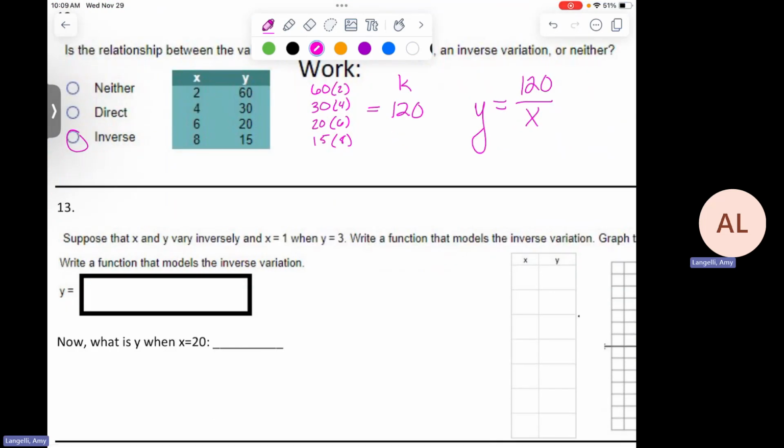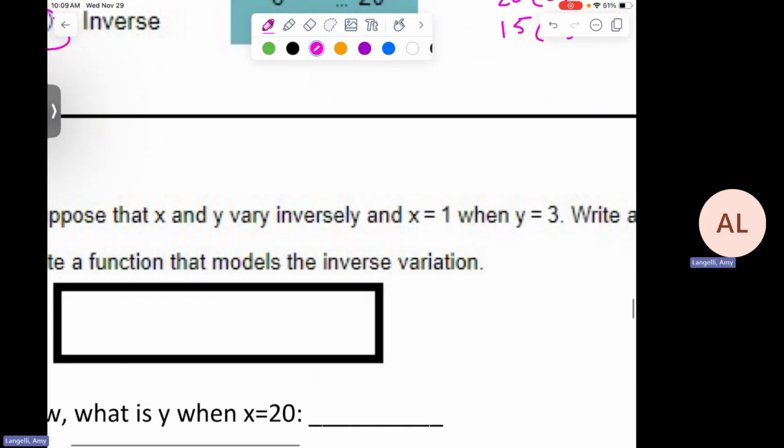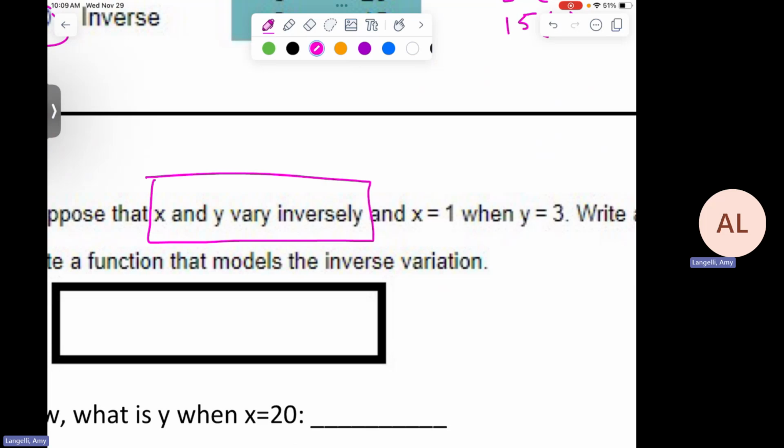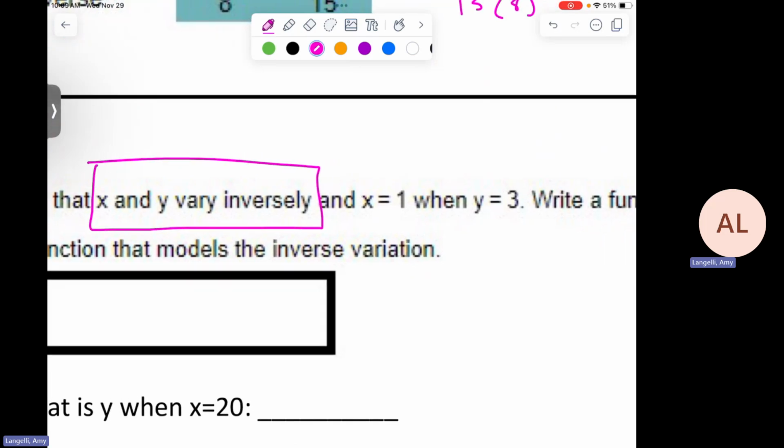Suppose that, I just love these problems. Suppose that x and y vary inversely. Okay, write a function, x is 1, y is 3. What do you guys think about just this phrase? Can anybody give me a generic equation for just that phrase? No, it's actually that. It's an inverse equation. To say that they vary inversely means that one will equal k divided by the other one. So you could honestly write x equals k over y. I just don't like writing x first.